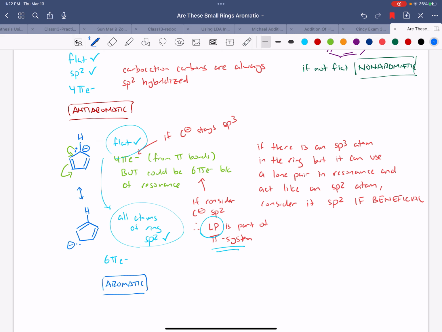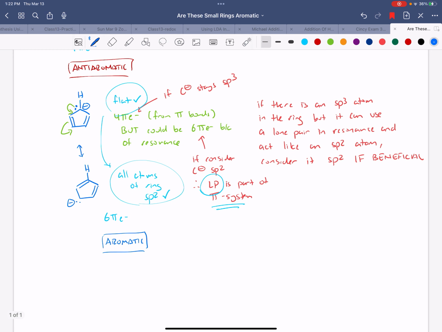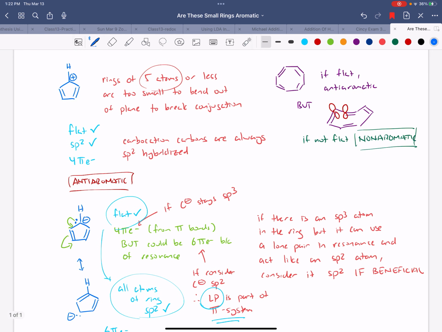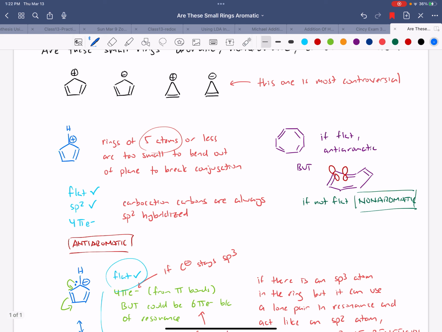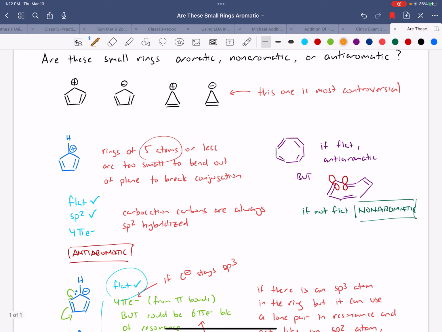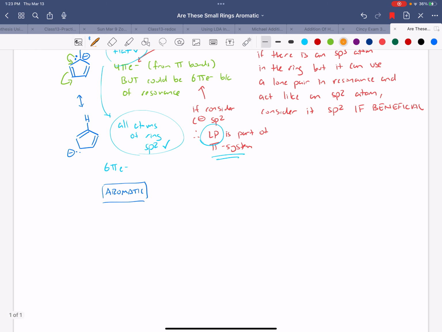So this cyclopentadiene anion is aromatic. This cyclopentadiene carbocation is antiaromatic. Okay? Are you hearing what I'm saying? So both of these are a cyclopentadiene ion. Cation and anion. Okay. Now here's the thing.